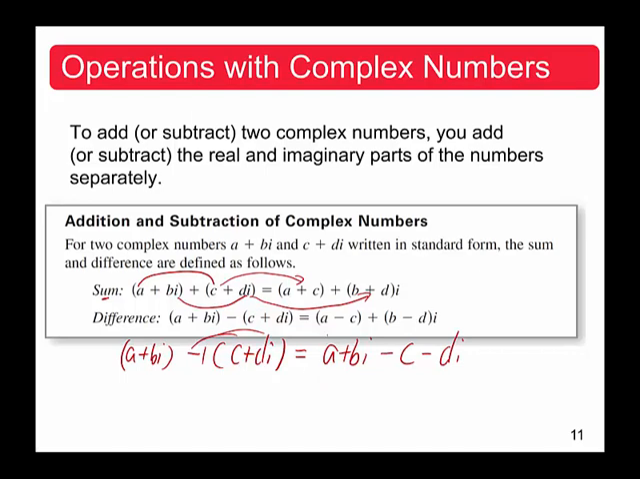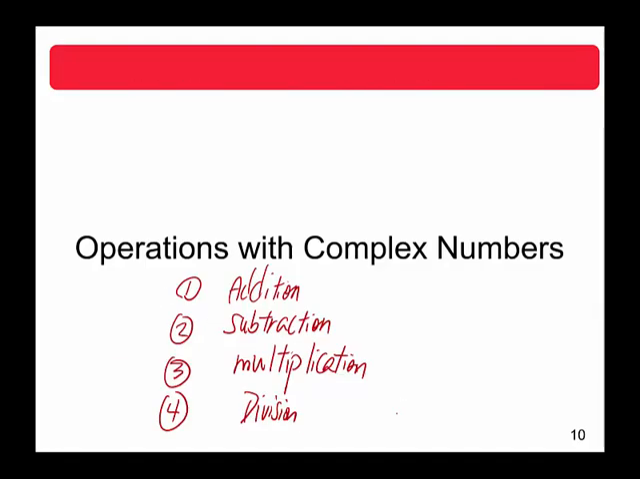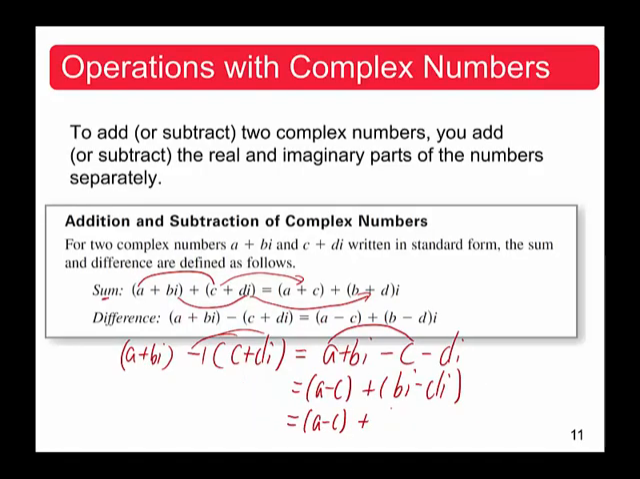And we put the real parts together. These two go together, so we get a minus c. And we put the imaginary parts together: plus bi minus di. So now factor out the i, putting it behind the parentheses. So we end up with b minus d i, just like what's shown right here. And that's how you do it step by step in terms of adding and subtracting complex numbers.